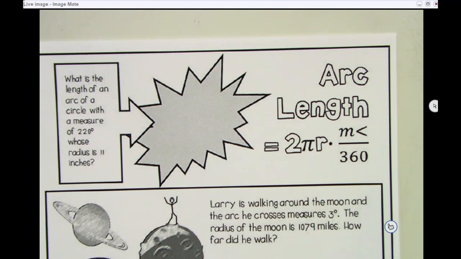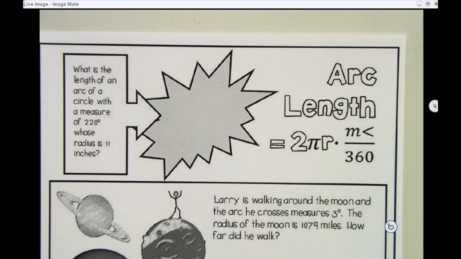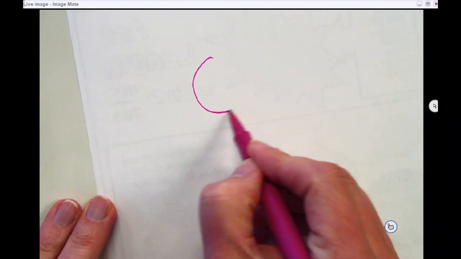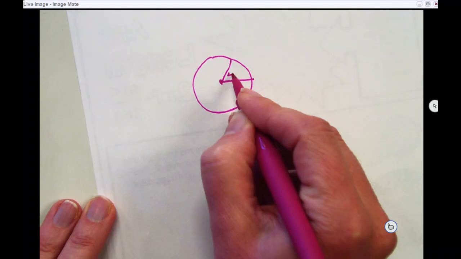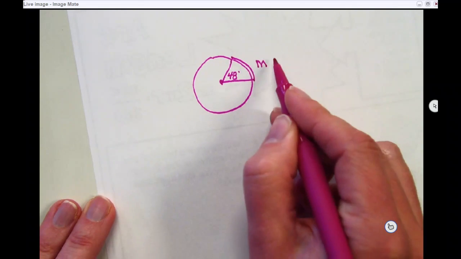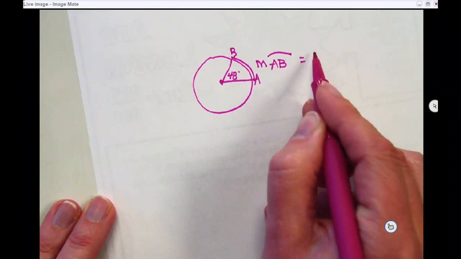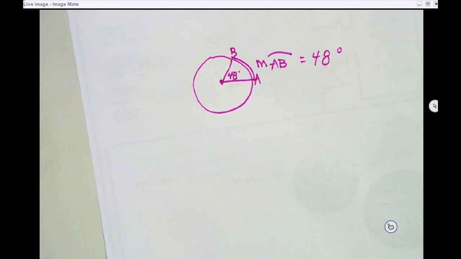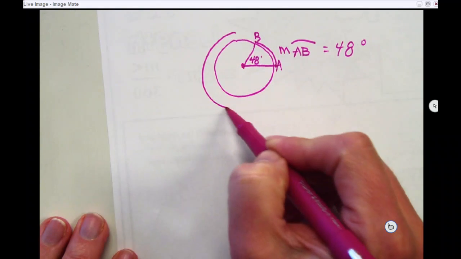So last week we talked about arc measure, and today it's arc length. So the measure always came from the center of the circle, right? And if this angle was 48 degrees, then the measure of the arc, let's call that AB, was also 48 degrees.